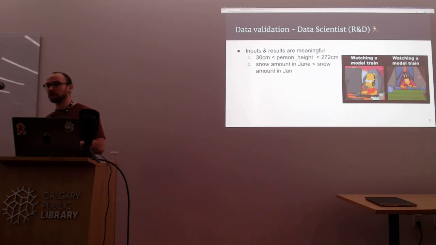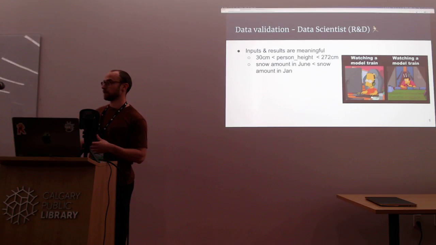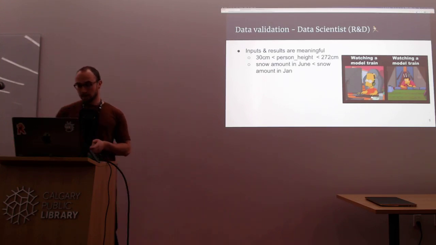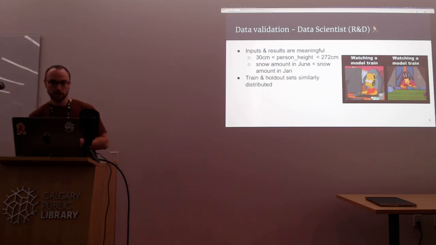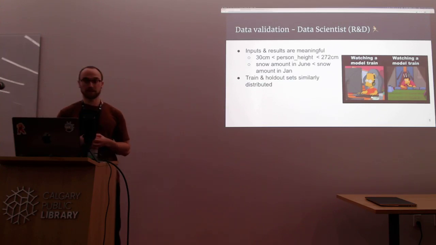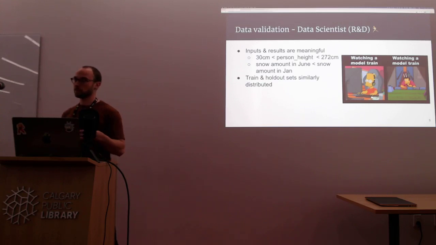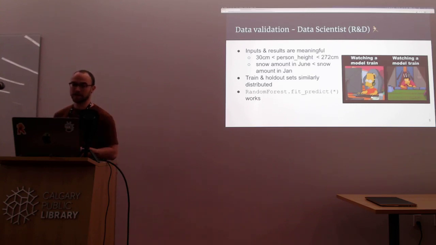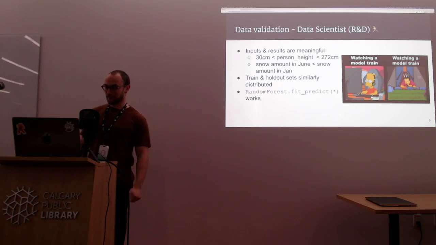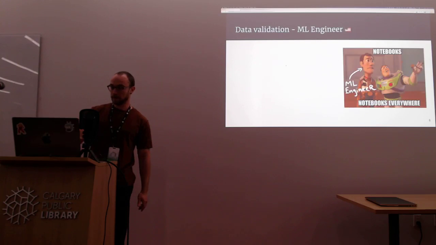If we're using weather data, we should make sure that the snow amount in June actually does not exceed snow amount in January typically. More often than not, we also like that what we train on is similar to what is in the holdout, what we test on. And finally, your favorite data is also valid when random forest trains on it. So that's where the research data scientist's typical perspective ends.